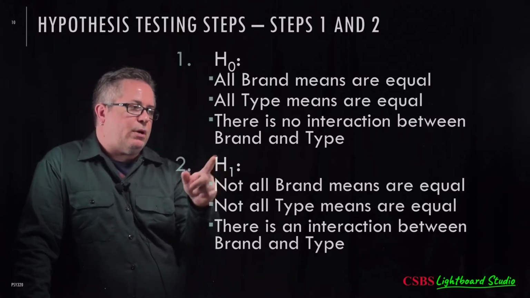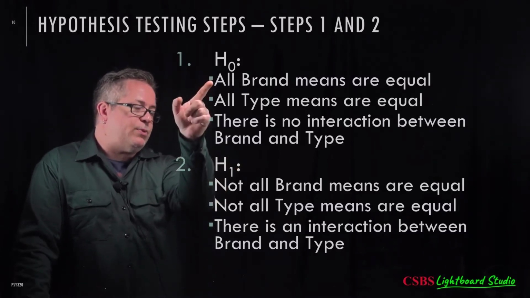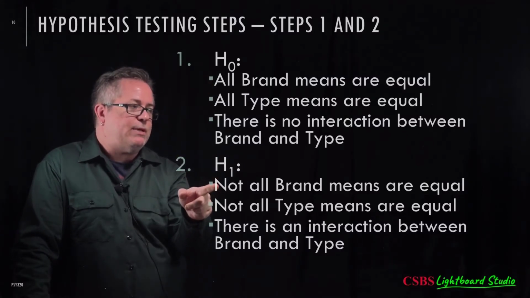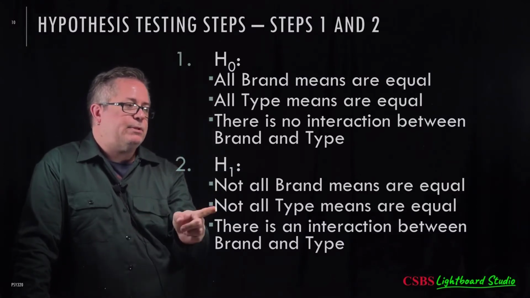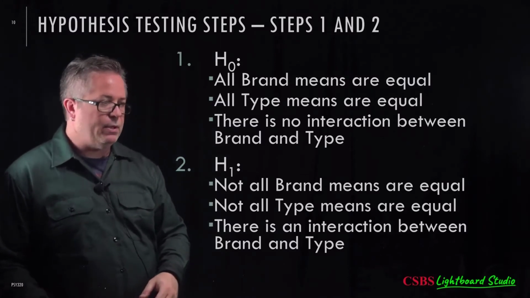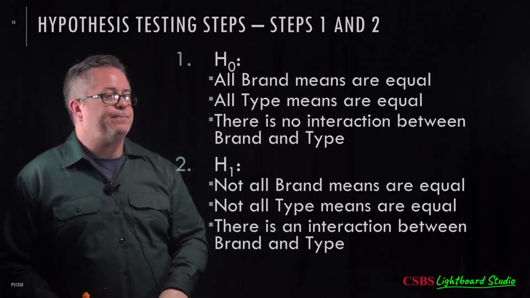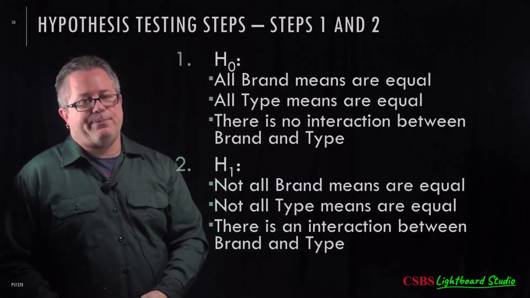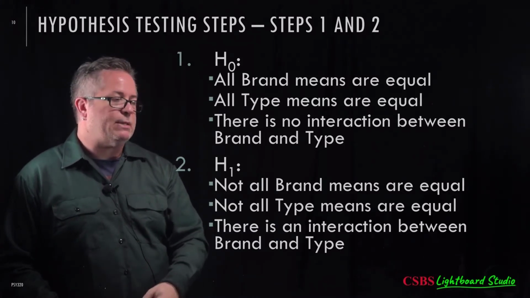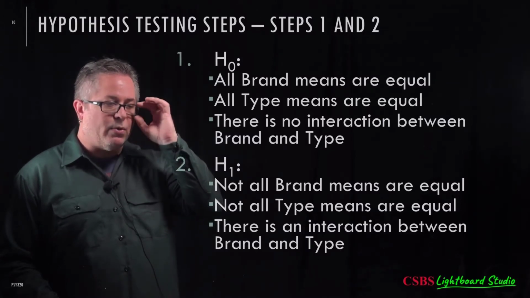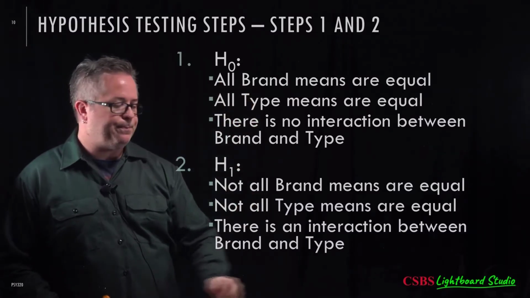And our alternative is similar. So if the null is all brand means are equal, well, the alternative is not all brand means are equal. If the null is all type means are equal, then the alternative is not all type means are equal, right? All it takes is for one of them to be sort of different, and we would reject that null hypothesis. And if the null is that there is no interaction between brand and type, the alternative is, well, there is an interaction between brand and type. And those are basically how you state the null and alternative. It's really stating three nulls and three corresponding alternatives.